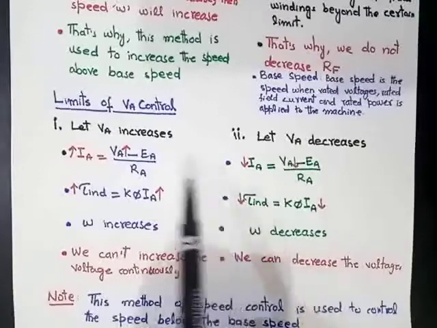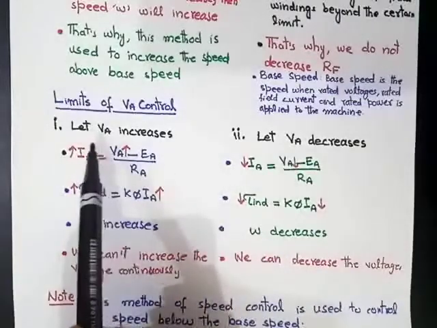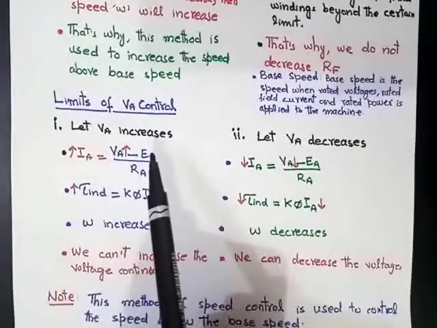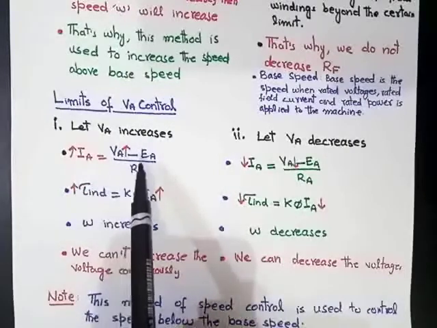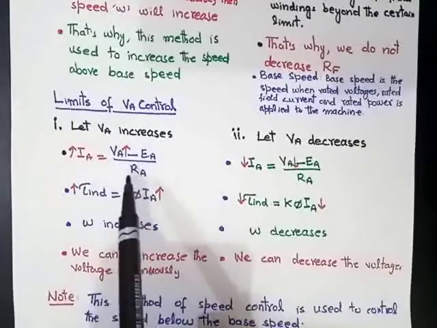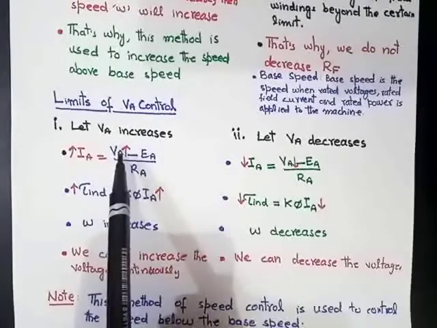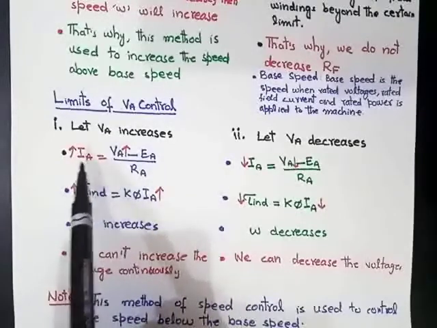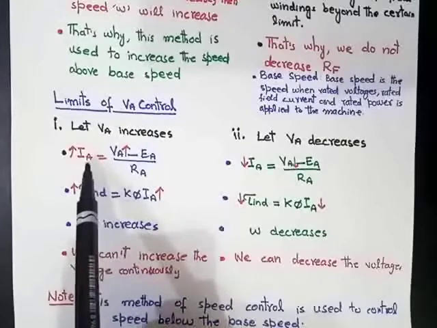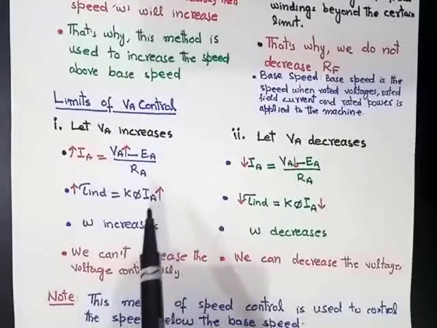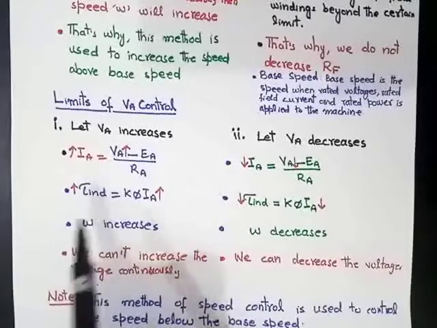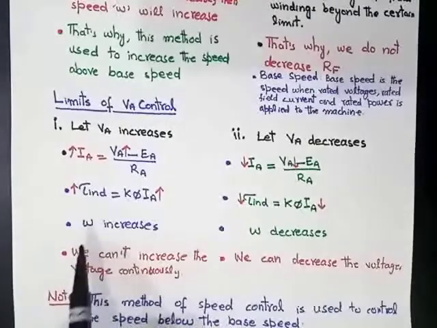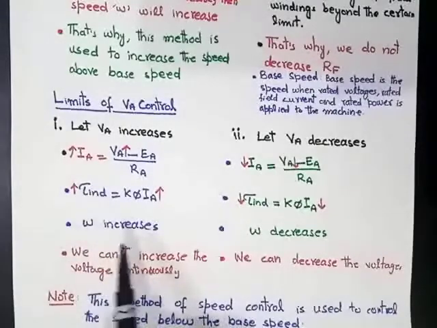Similarly, when the value of the armature voltage increases, as we know, IA is equal to (VA minus EA) over RA. When the armature voltage increases, the armature current will increase as well. When the armature current increases, the induced torque will increase as well. When the induced torque increases, the speed of the DC shunt motor will increase.